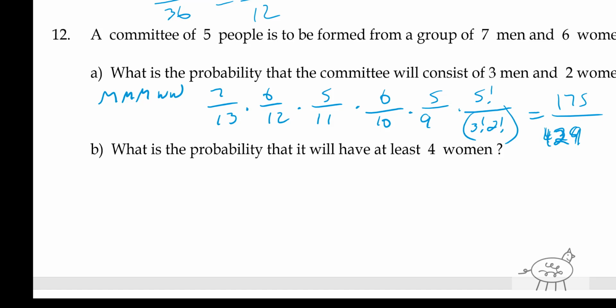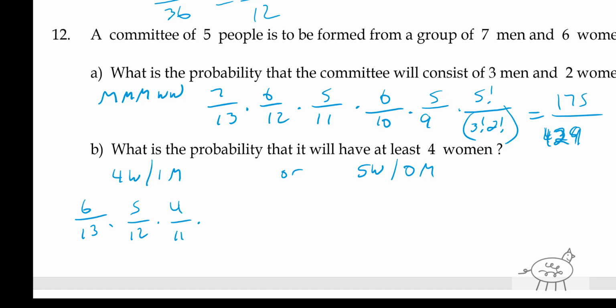Okay? All right, what is the probability that we'll have at least 4 women? So it's 4 women, 1 man, or 5 women, or 0 men. Okay, so that's order. These are orders again. So it's 6 out of 13 times 5 over 12 times 4 out of 11 times 3 out of 10 times, and then that's 4 women times 7 out of 9, and times 5 factorial over 4 factorial times 1 factorial.